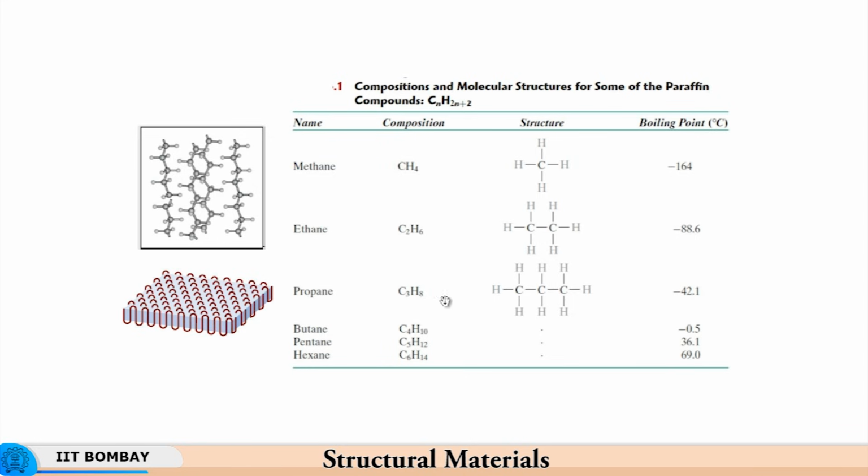So for example, if this is just a straight chain, then you will have a certain boiling point, but now if it gets folded over something like this, then the boiling point may remain the same, but the melting point will tend to increase.